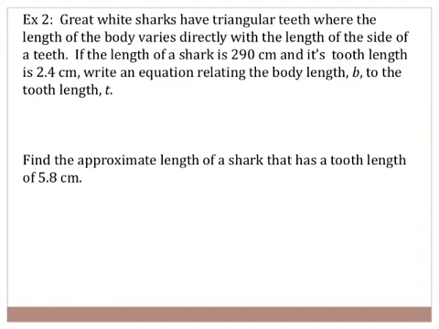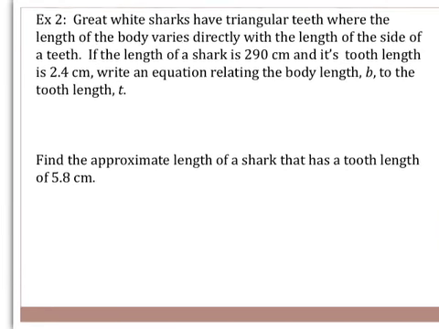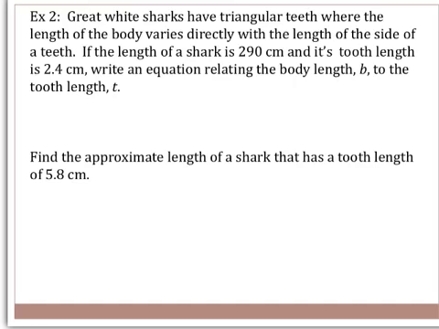Okay, now what we have here is an example of direct variation, and it's relating the length of a shark's body with the length of its tooth, or teeth, as the misspelling has here. If the length of a shark is 290 and its tooth length is 2.4, write an equation relating the body length. So that means we're going to have to find the constant. So it says the body is directly proportional, so the constant times the length of the tooth.